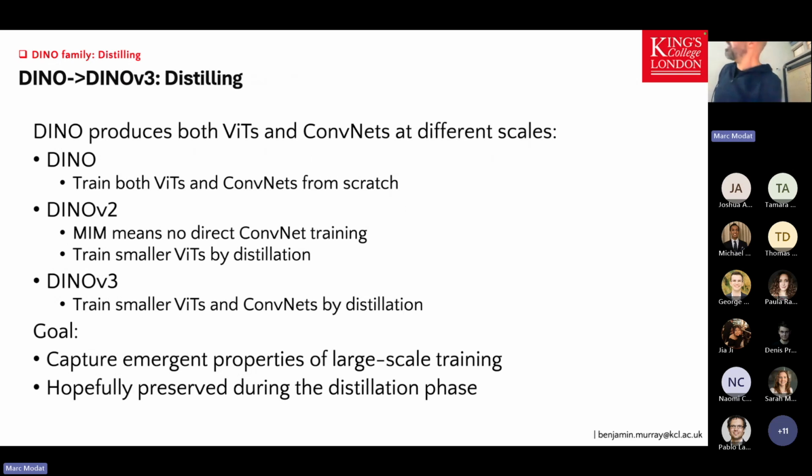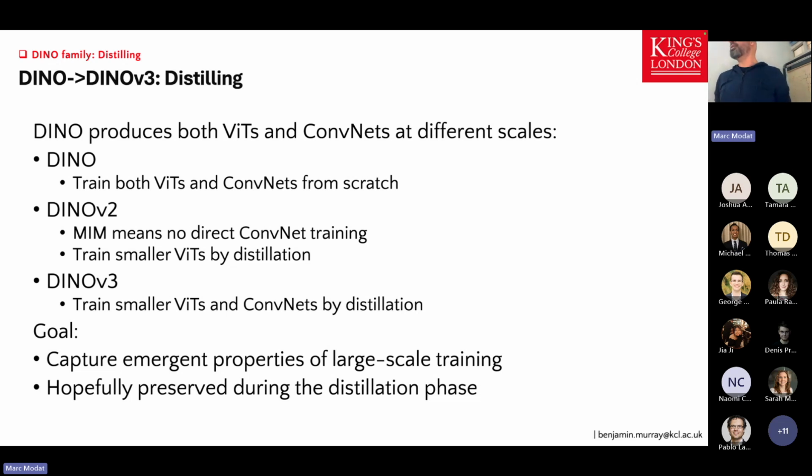So they've changed the way they train things. To begin with, DINO was training foundation models that were both ViTs and convnets. When they came to V2, they couldn't do that anymore simply because the iBOT loss is a transformer-specific loss. So they kind of dropped the convnet side of things and they trained their smaller ViTs by distilling. By DINO V3, they decided to train smaller ViTs and convnets by distilling.